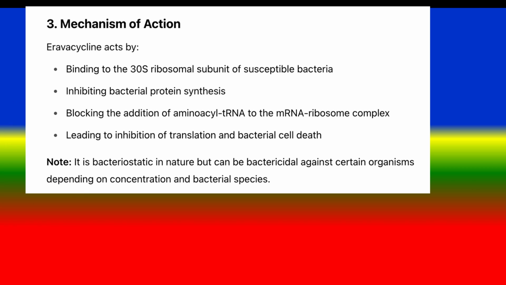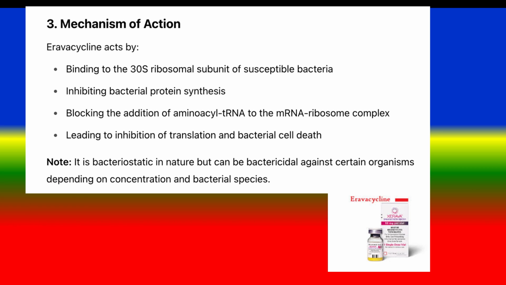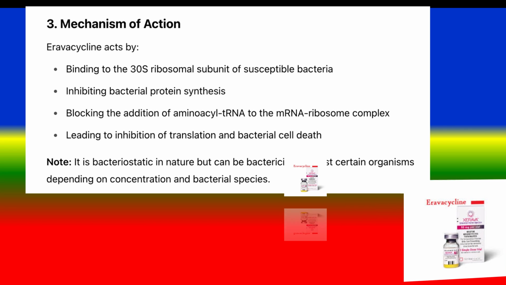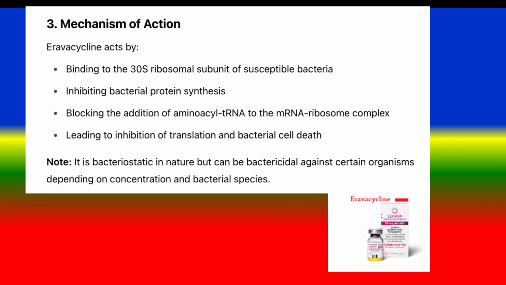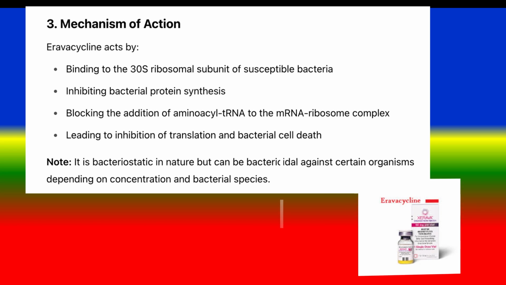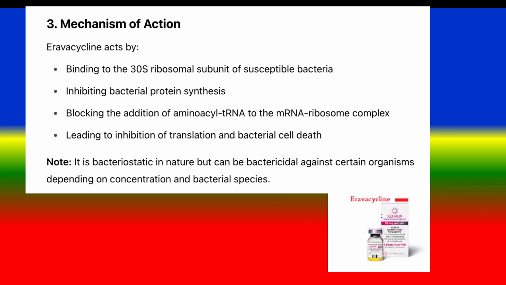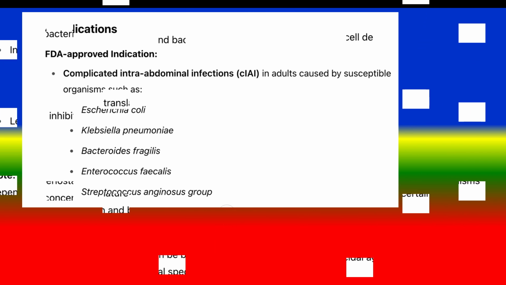Mechanism of action. Eravacycline acts by binding to the 30S ribosomal subunit of susceptible bacteria, inhibiting bacterial protein synthesis, blocking the addition of aminoacyl tRNA to the mRNA ribosome complex, leading to inhibition of translation and bacterial cell death. Note, it is bacteriostatic in nature, but can be bactericidal against certain organisms depending on concentration and bacterial species.